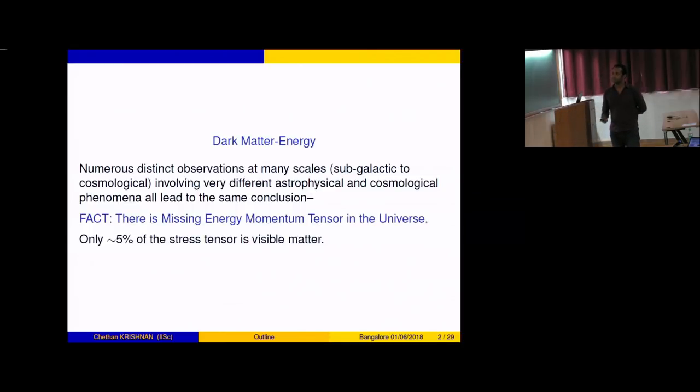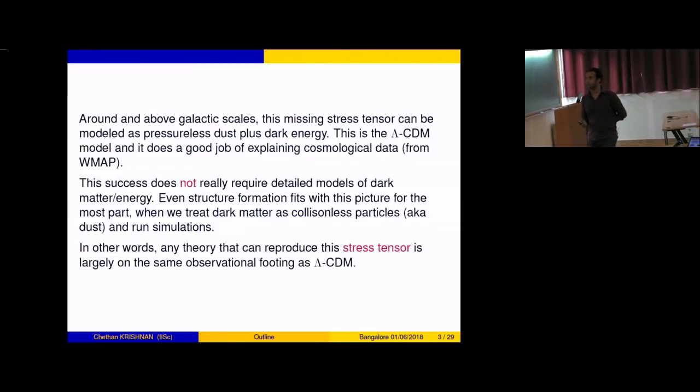There is a lot to be said here, and I'm far from an expert on this, but let me say a few words which are probably introductory for some of you, and maybe too familiar for some others. The point is that above galactic scales, most of this dark matter and energy can be explained by just postulating that the stress tensor is a pressureless dust plus some dark energy. Dark energy is again a perfect fluid, and this is basically the lambda CDM model, and it does a good job of explaining cosmological data that we get from the satellite WMAP.